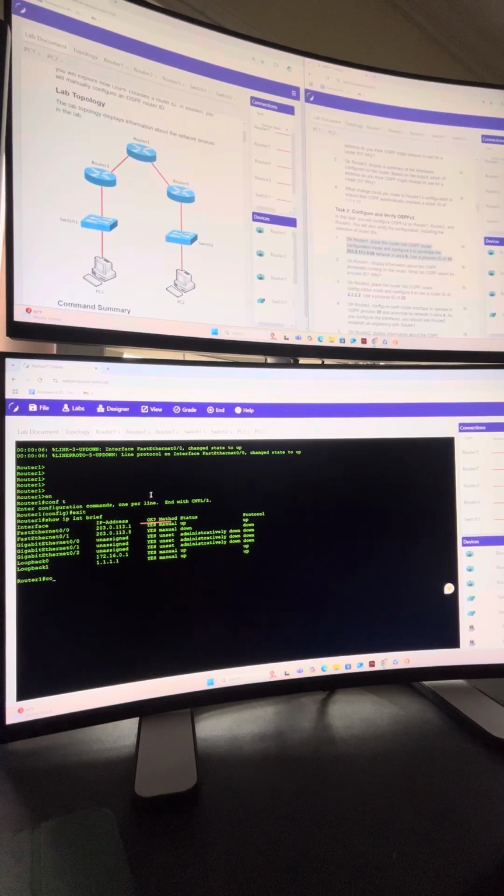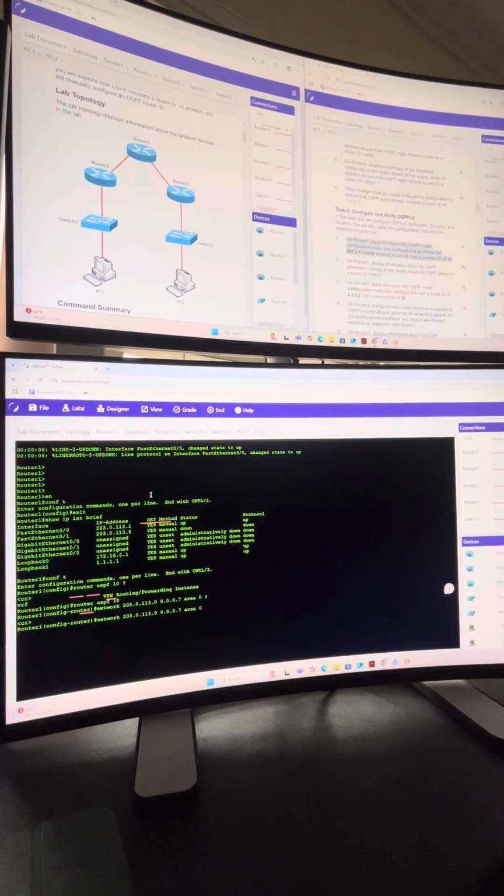Okay, so we're on router 1 already. So let's do a configure terminal to go into global configuration mode. Let's do a router ospf with a process ID of 10 and hit enter there to go into router configuration mode for the OSPF process of 10. Let's do a network of 203.0.113.0, and it wants us to do a /29. So we know the wildcard mask will be 0.0.0.7, and we want to do it in area 0. Okay, and let's hit enter there.